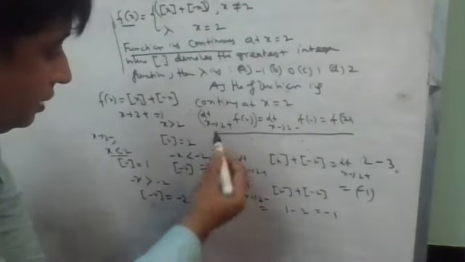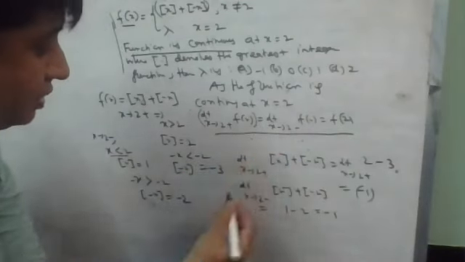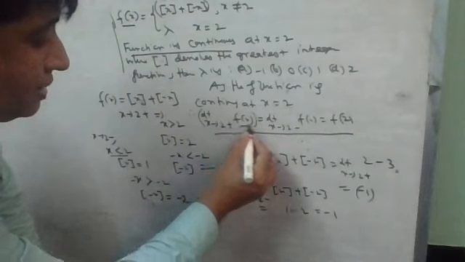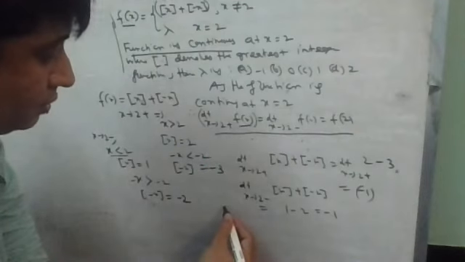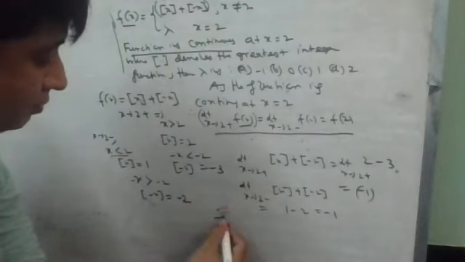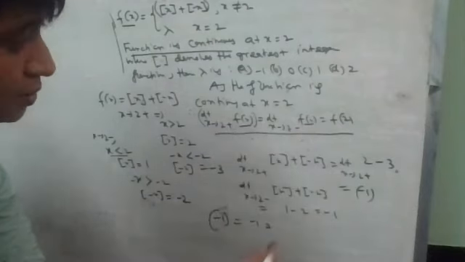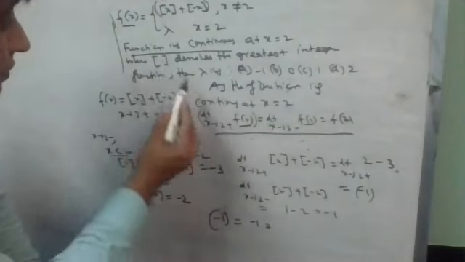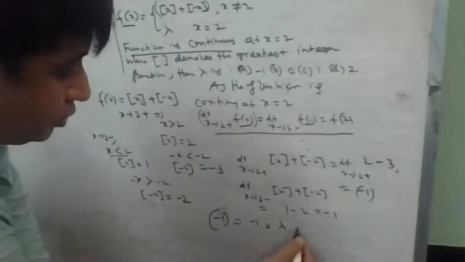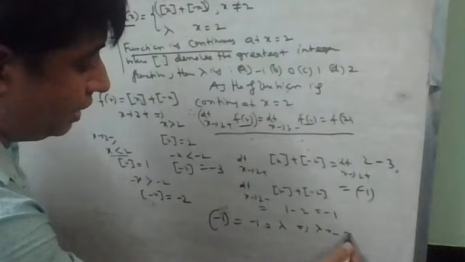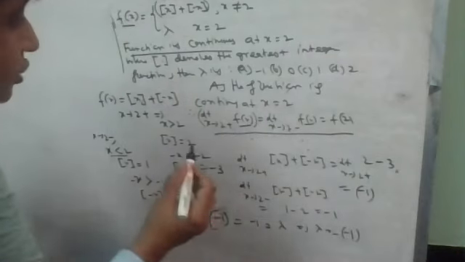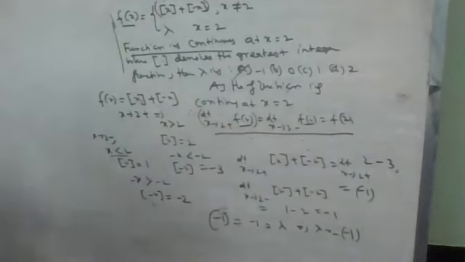So see, put these values in this condition. The limit as x tends to 2 plus of f(x) is minus 1. The limit as x tends to 2 minus of f(x) is also minus 1. f(2) is given, that is lambda. So that implies lambda is equal to minus 1. So option A is correct.